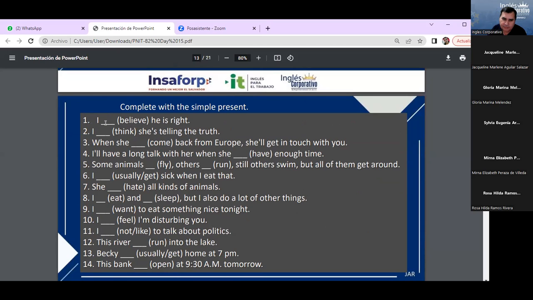Complete with the simple present. I believe. I believe he is right. Todos son presentes. ¿Cuál es el truco? En lo que se van a fijar es si es tercera persona, si no es tercera persona, si es negativo, qué auxiliar usamos. Okay. I believe. He is right.